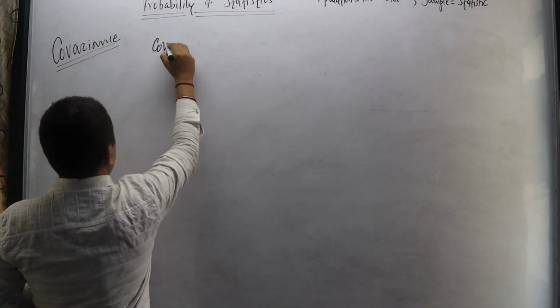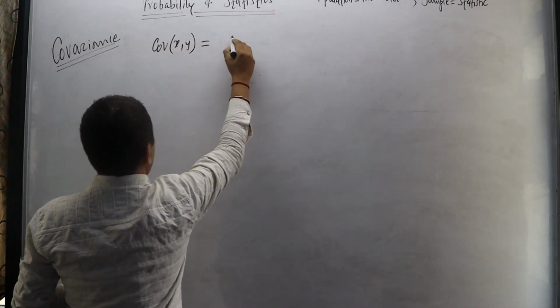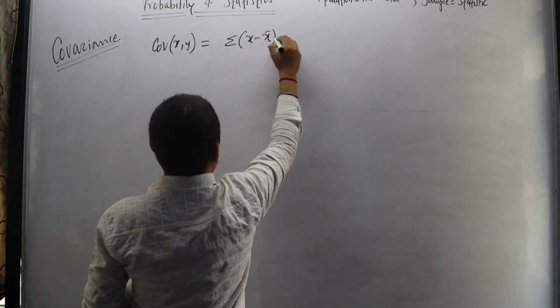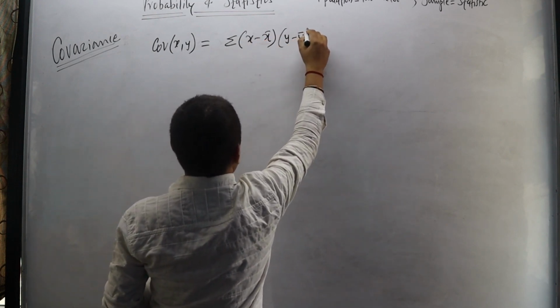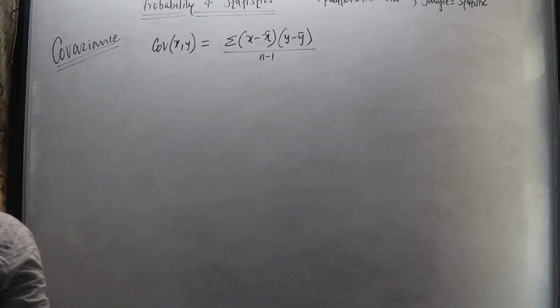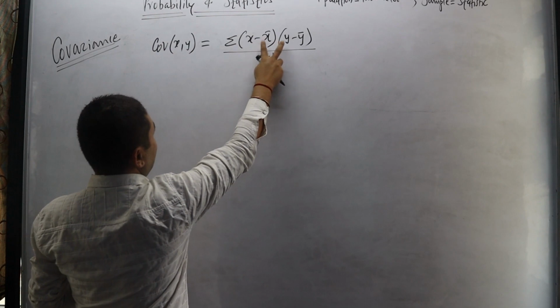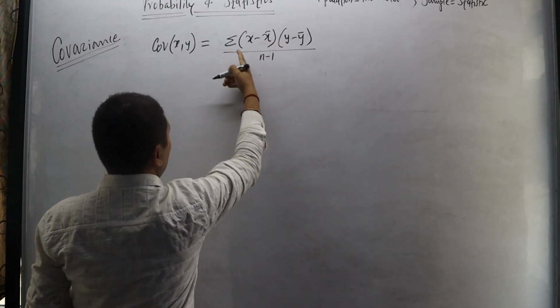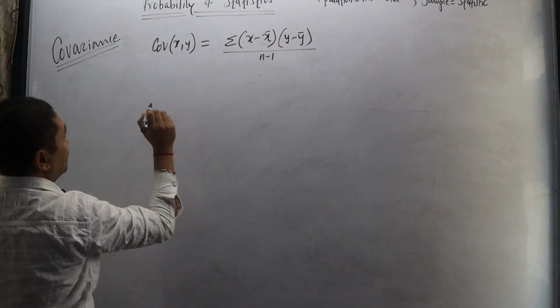So the covariance of x, y is nothing but the summation of (x minus x bar) and (y minus y bar), and its average. For the sample, we divide it by n minus 1. If we know this numerator part, we can always divide it by n minus 1. That is why we'll focus on the expression in the numerator.